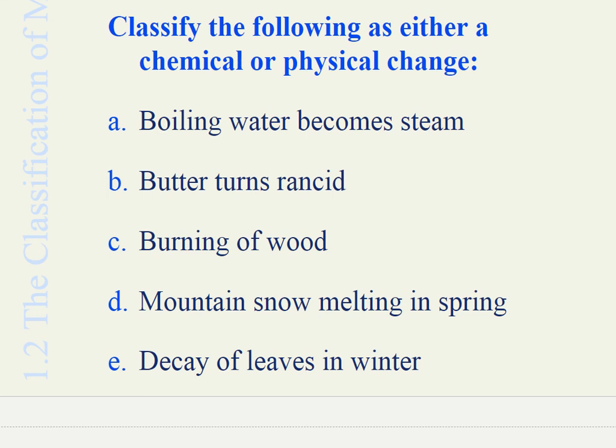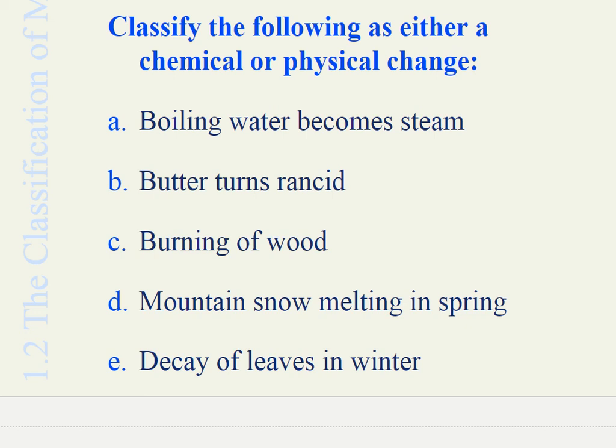Butter turns rancid. If you said that the change is a chemical change, then you are right. Rancid butter is not the same as the original butter. Burning of wood. Burning of wood is also a chemical change because after it burns, you have ash. You cannot go back. Mountain snow melting in spring.